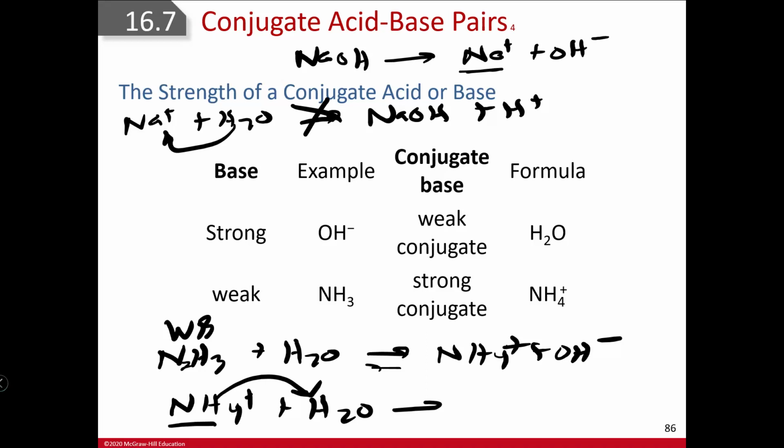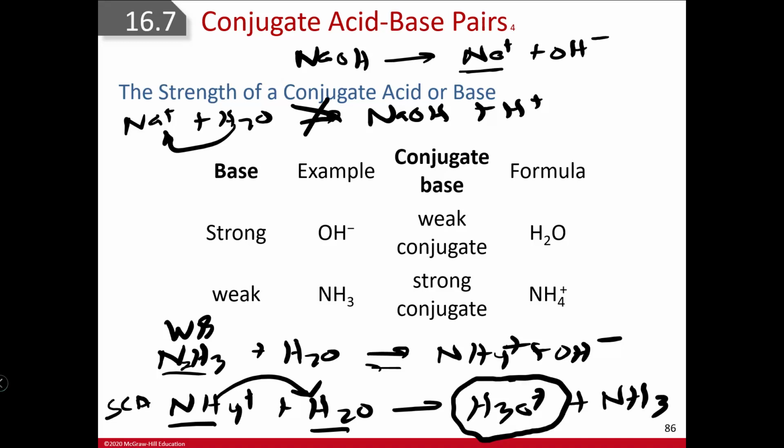So the ammonium ion, since it's a fairly strong conjugate acid, because ammonia is a weak base, the strong conjugate acid will donate a hydrogen ion to water and form the hydronium ion plus ammonia. The generation of this hydronium ion makes the solution acidic.